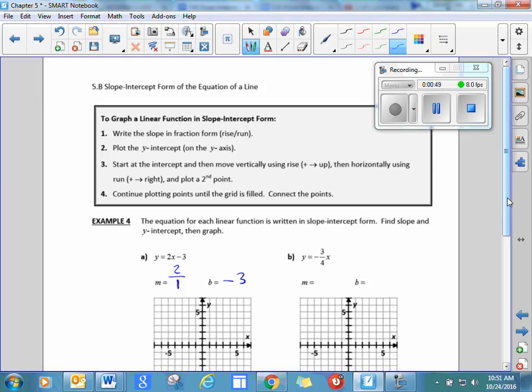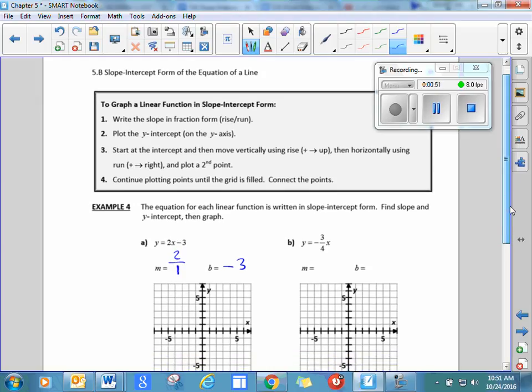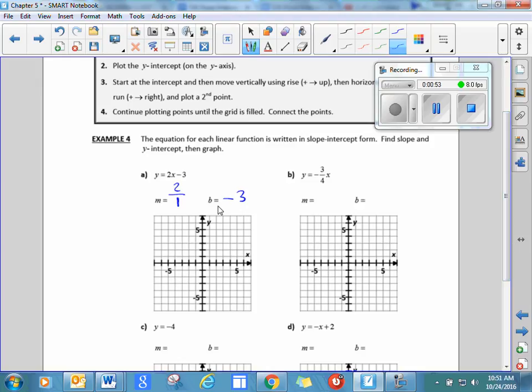Then we're going to start our plotting. So we're going to start at the y-intercept. So we're going to start where the graph crosses the y-axis, which is -1, 2, 3, right here. And we're going to rise and run 2 over 1.